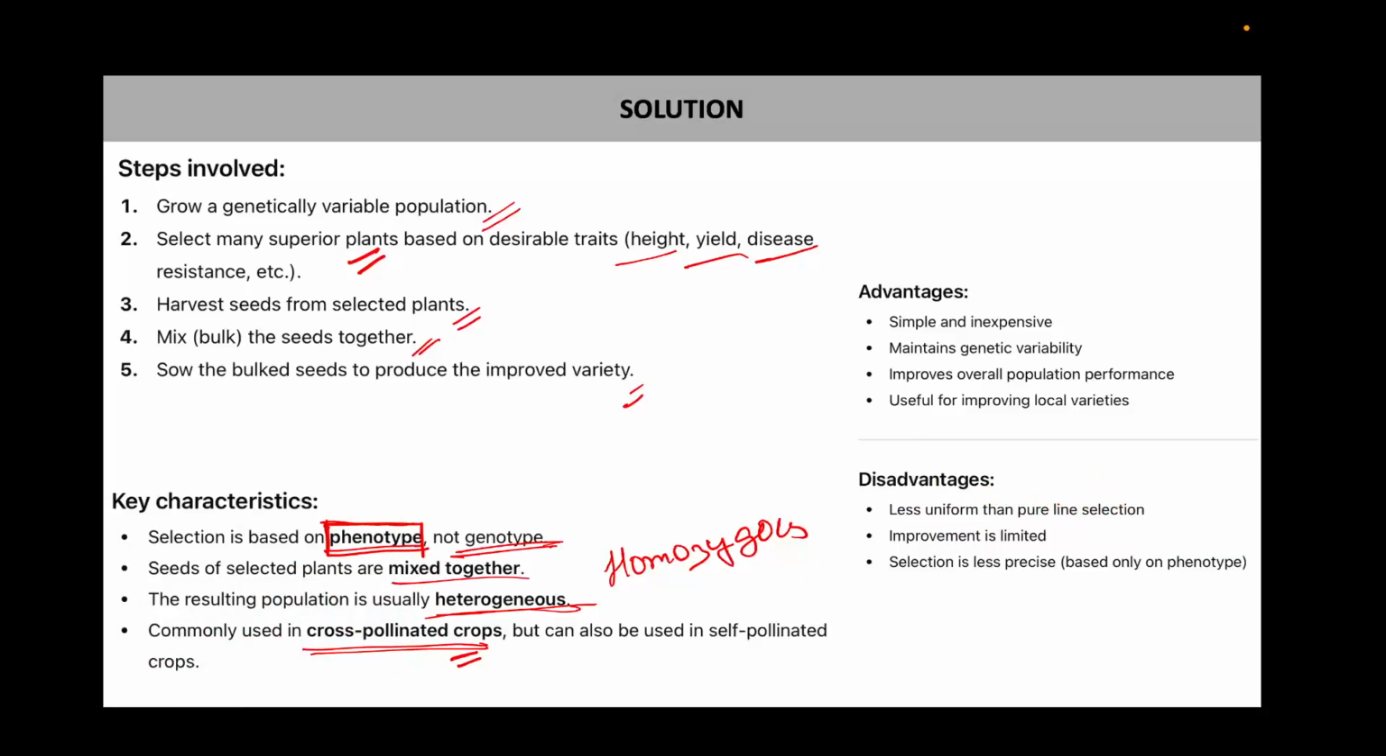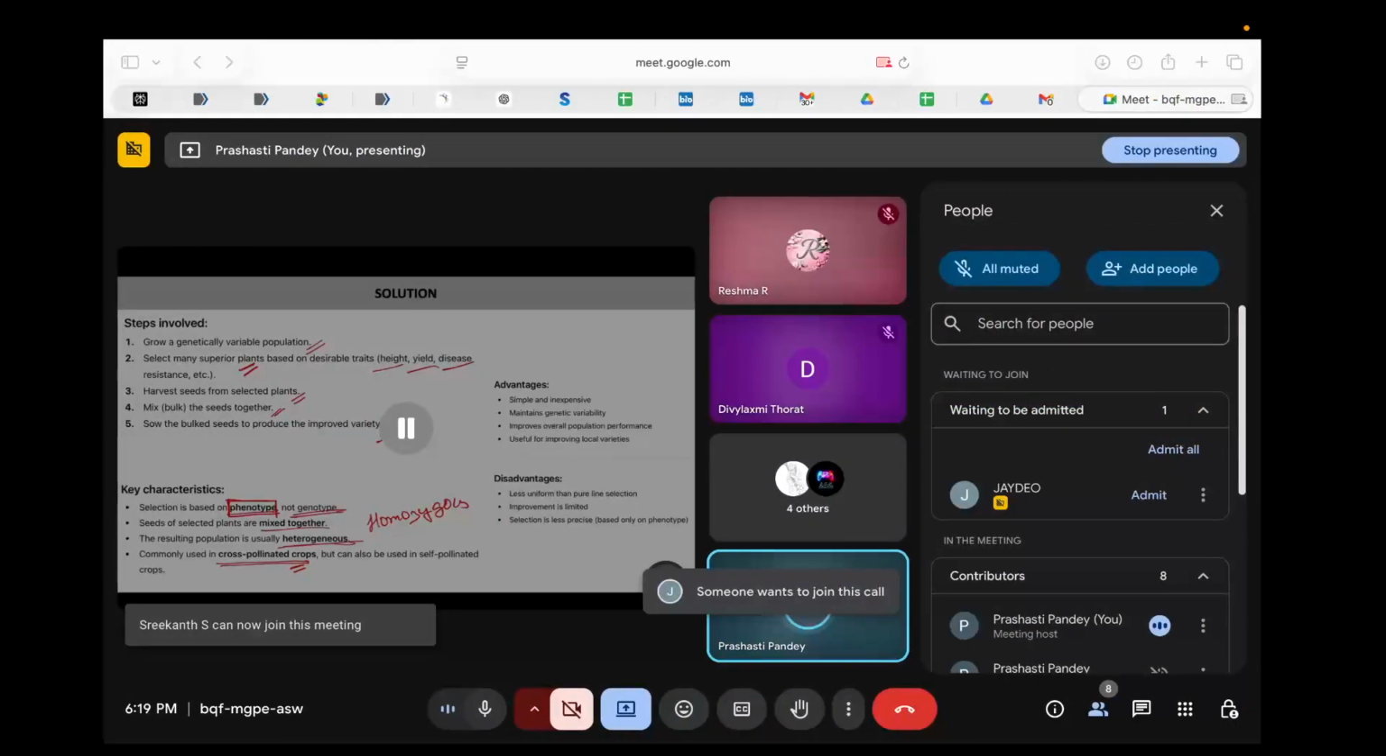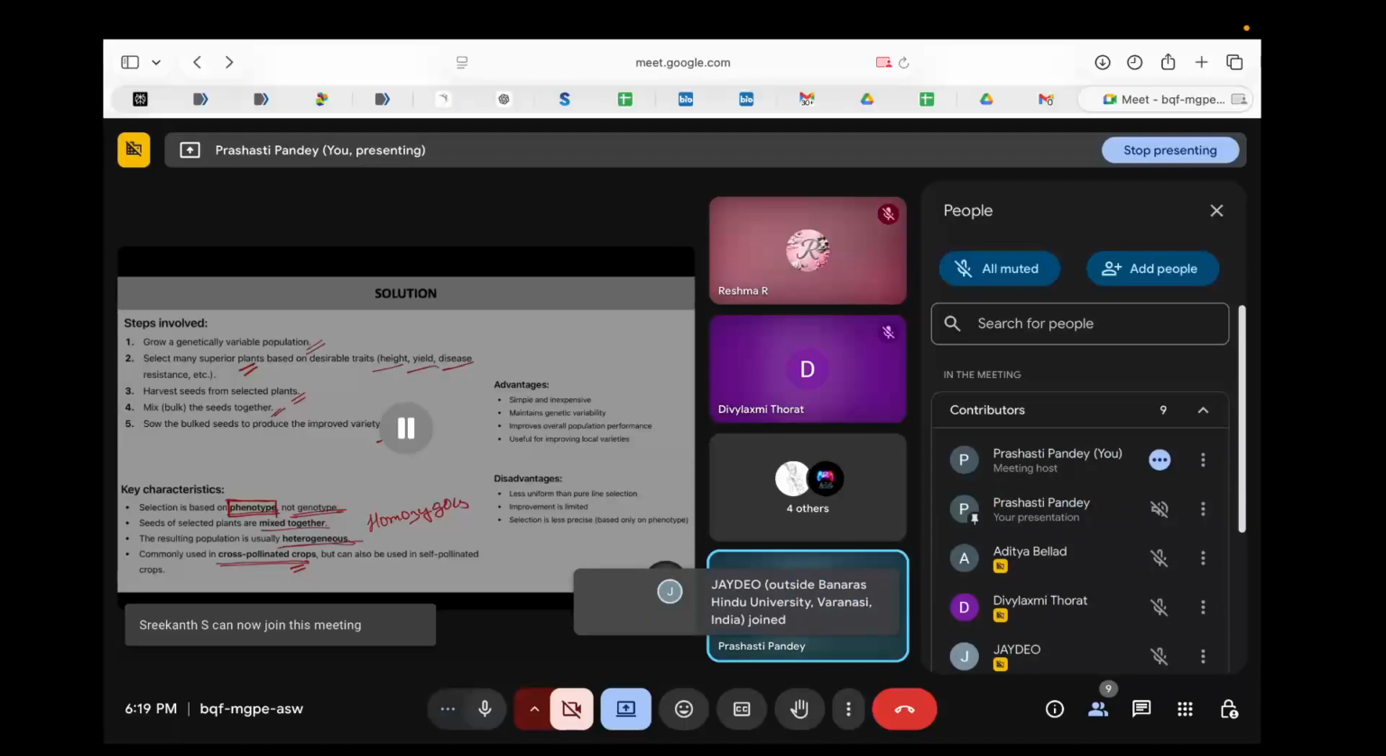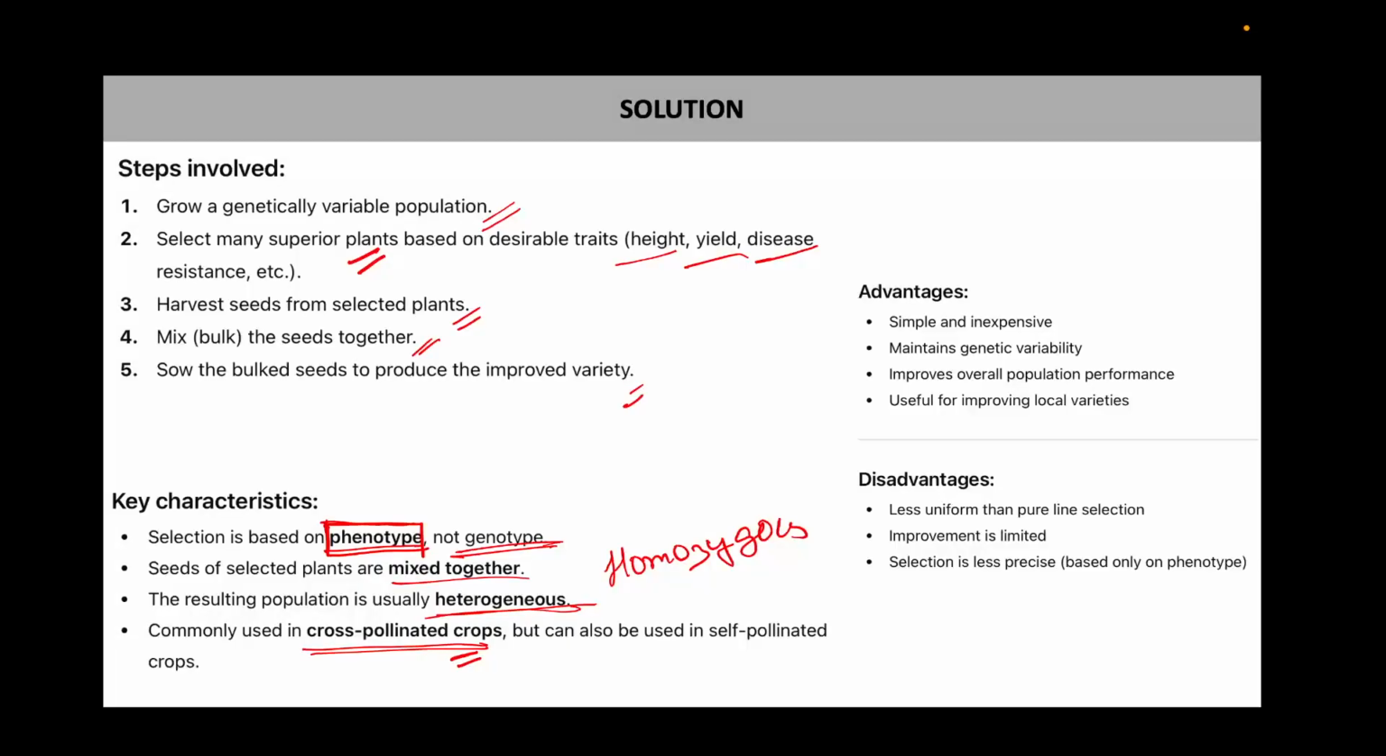In terms of advantages, this method of mass selection is very simple and inexpensive. Also, it will maintain the genetic variability, because again, we talked about the homozygosity. So, genetic variability is maintained. The overall population in this case is improved for performance, and it is useful for improving local varieties.